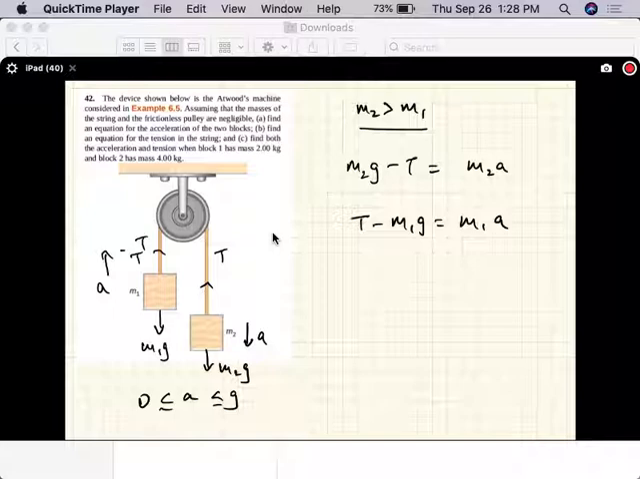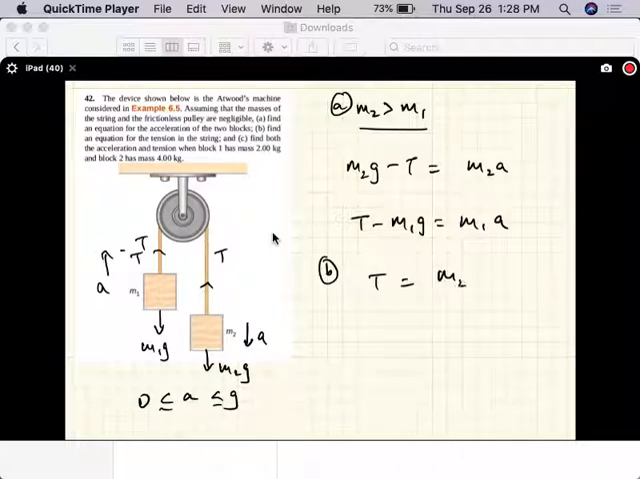And what is it that they're asking us? Find the equation for the acceleration of the two blocks. So there are the equations. Find an equation for the tension in the string. So the tension in the string is M2g minus M2a. And part C, find both the tension and acceleration when block 1 has mass 2 kg and block 2 has 4 kg.